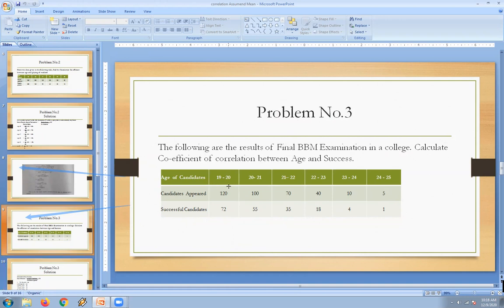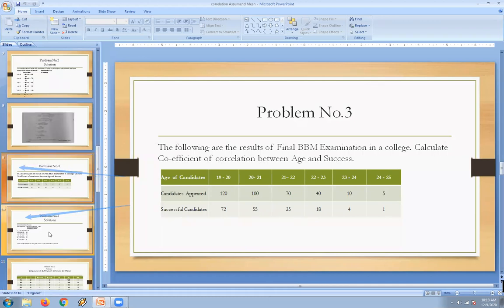The ages of candidates are between 19 to 20, 20 to 21, 21 to 22, 22 to 23, 23 to 24, 24 to 25. The candidates who appeared are 120, 100, 70, 40, 10 and 5 students for the examination. Successful candidates are 72, 55, 35, 18, 4 and 1, the values given in the question. Now we need to calculate the midpoints of age, as well as the success.